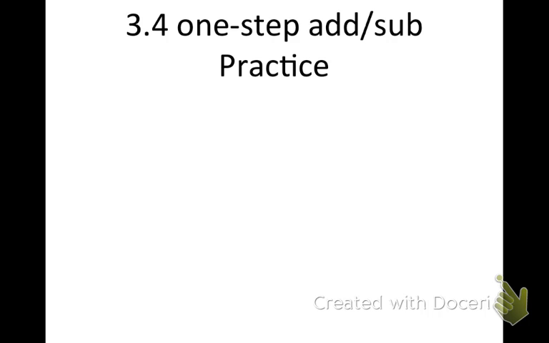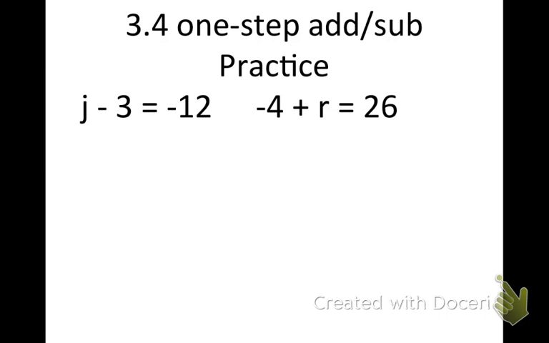So when we did one step adding and subtracting, if we look at the equation, we have a variable and we either have something added to it or subtracted from it or some form of an integer around it, and we want that number to go to 0. So we're using inverse operations and performing that operation on both sides to isolate the variable. So in the first one on the left, we're going to be adding 3 because we want to undo subtraction and then do the math. So j would be equal to negative 9.